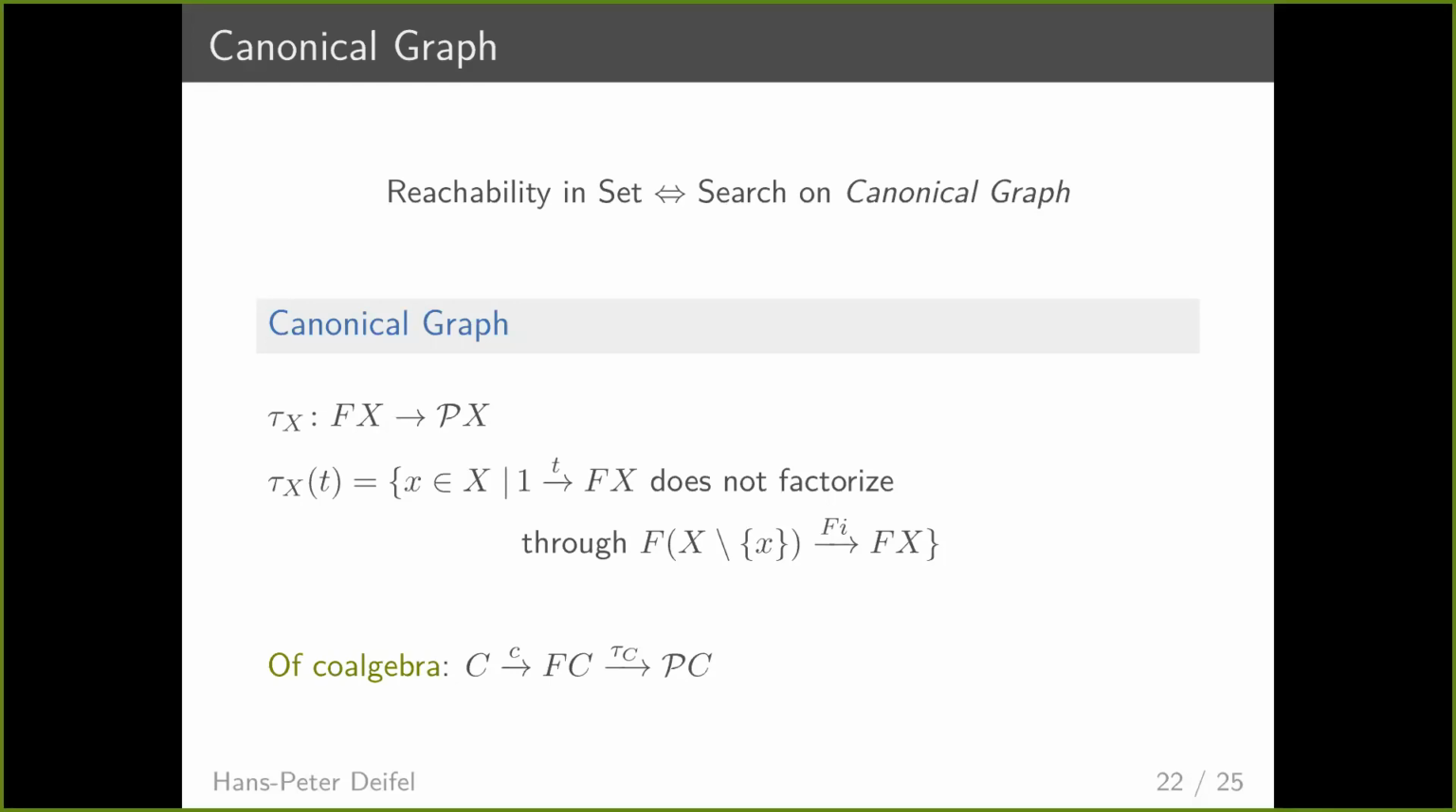It relies on this definition of canonical graph that uses this tau function. This tau function needs to be provided for each functor and each state set X. And it goes from FX to the power set over X. It takes this successor structure and basically returns all states that you cannot write it without. So that's a bit of a roundabout definition, but it's still equivalent to the original definition of canonical graph, which is due to Hans-Peter Gumm. And now if we precompose the coalgebra with this tau function, we get the canonical graph of a coalgebra.